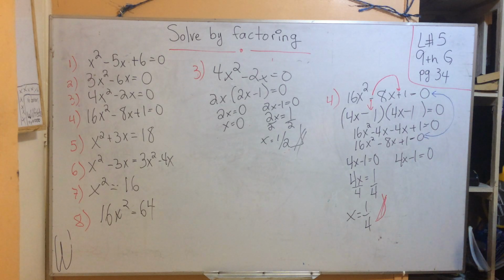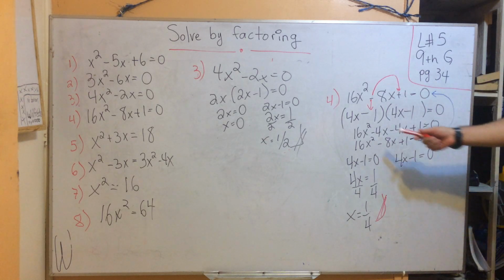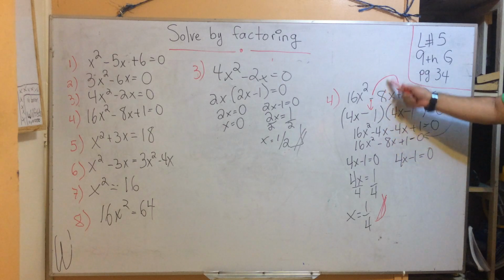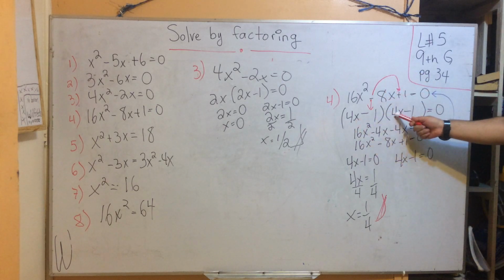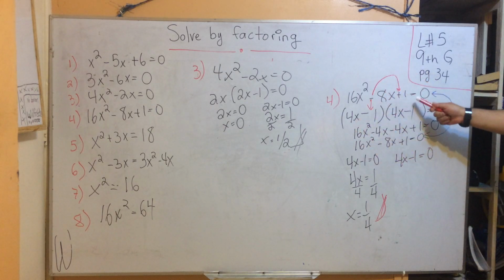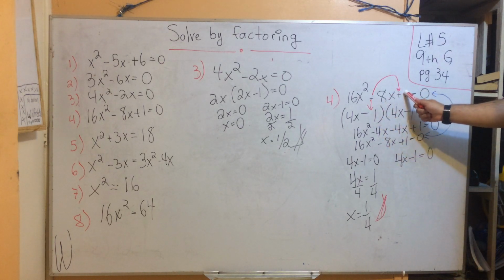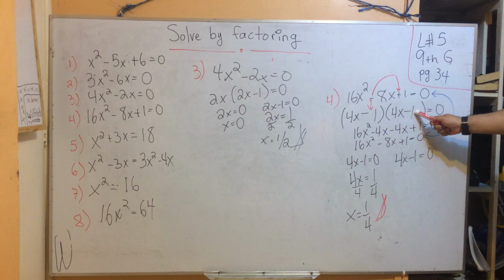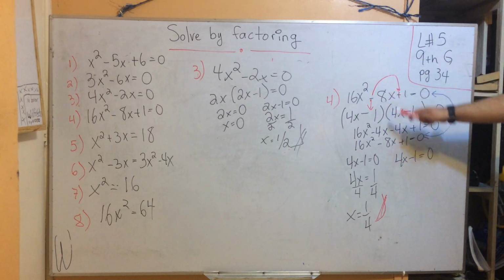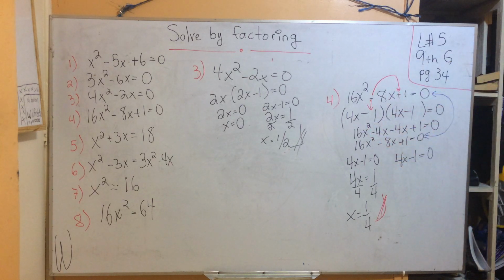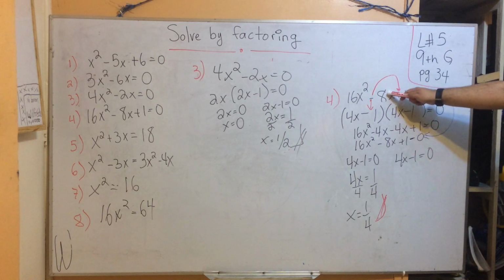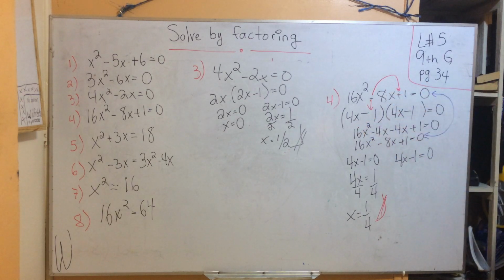So sometimes we have to try different numbers. We tried 8 and 2, but it didn't give us the middle number. But 4 and 4 gave us the middle number and the last term. Because remember, the last term is the multiplication between these two, and the middle term is the addition between the numbers in the multiplication. So sometimes it's not going to be exact because of the multiplication. That's why we have to try different numbers.